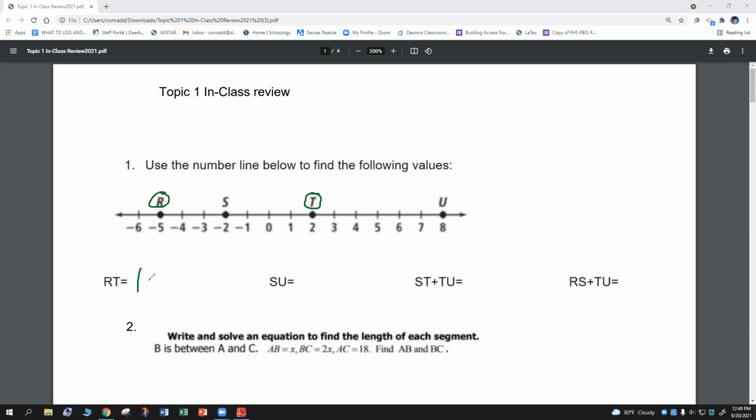So the two numbers, so -5, difference is subtraction, so -2, right? And that's going to be absolute value of -7, which equals a +7. Absolute value makes it positive there. The other way we could have done this is we could have counted, right? 1, 2, 3, 4, 5, 6, and then 7. So the distance from r to t should be 7.